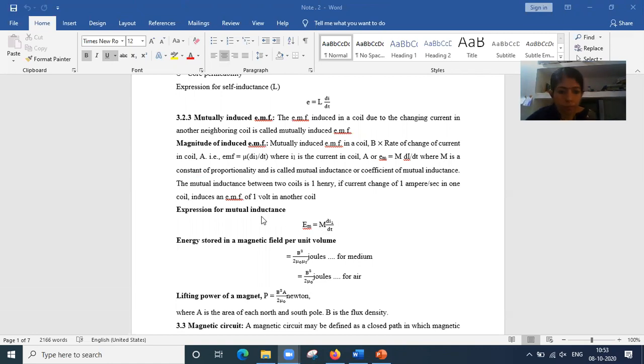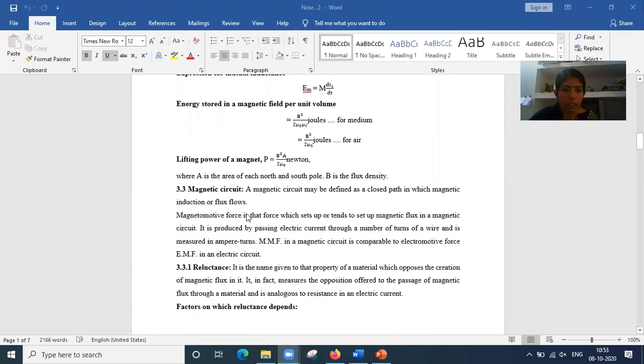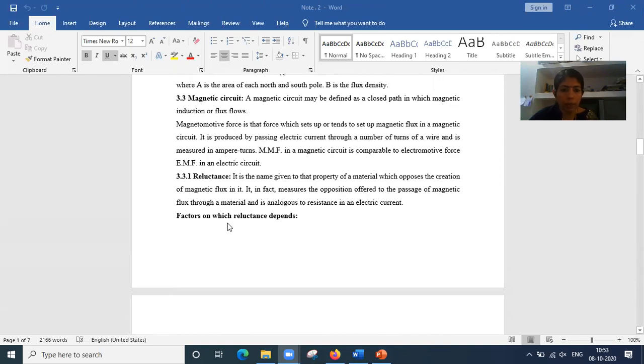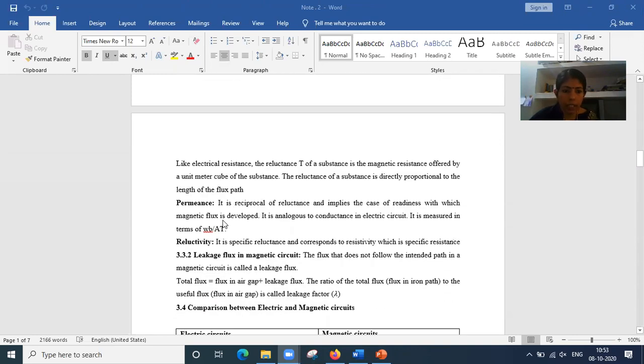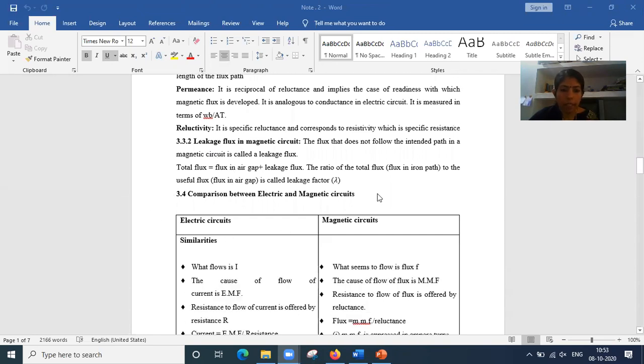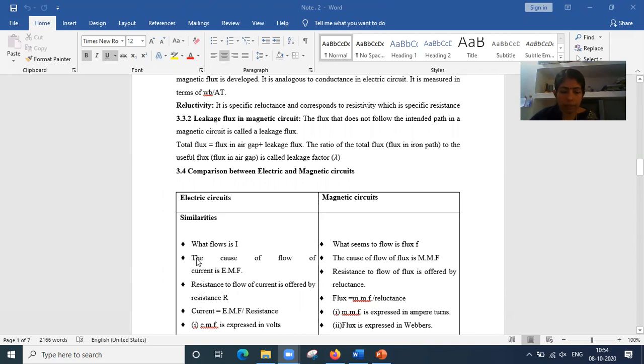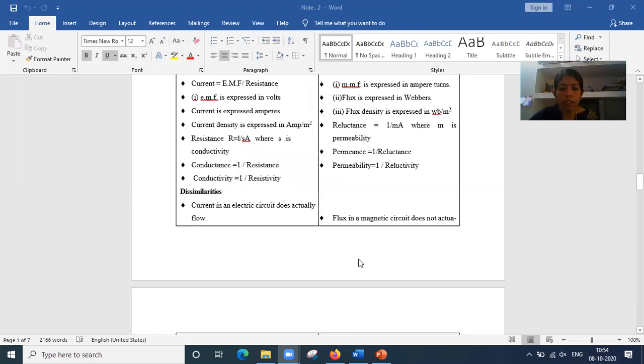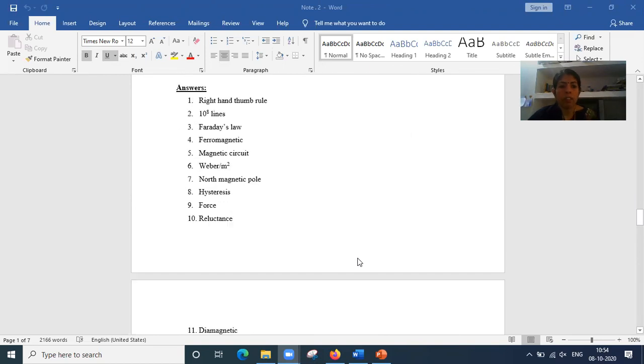Next, you can just read these. What is magnetic circuit reluctance? All other terms I have explained in the last class itself. And the comparison of electric and magnetic circuits I gave two days before. Just read this. Okay, thank you.